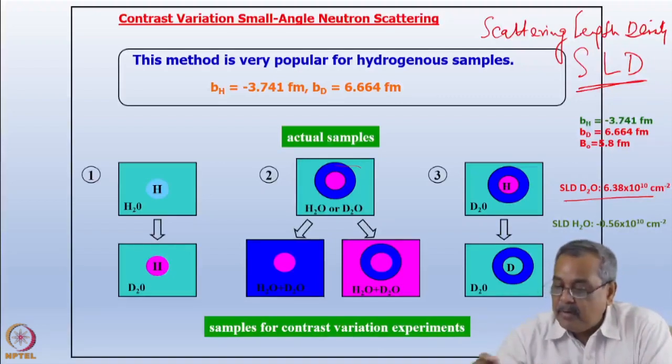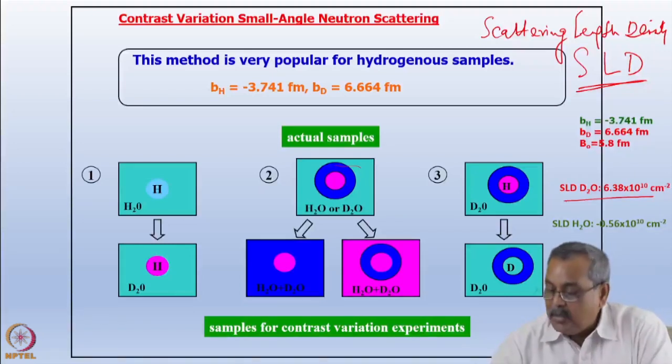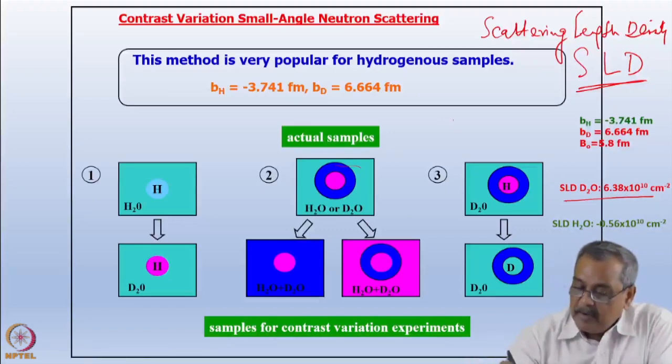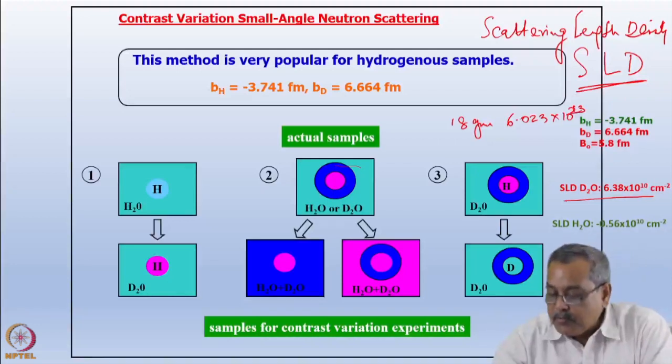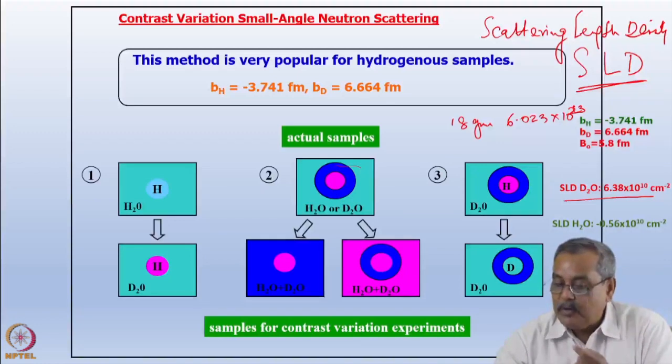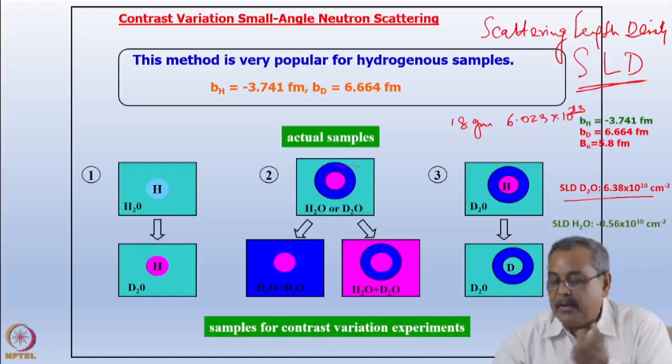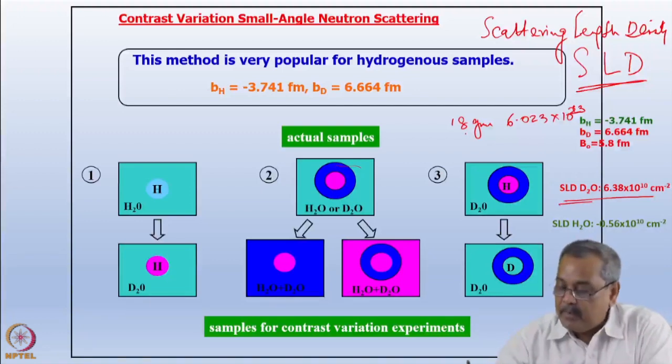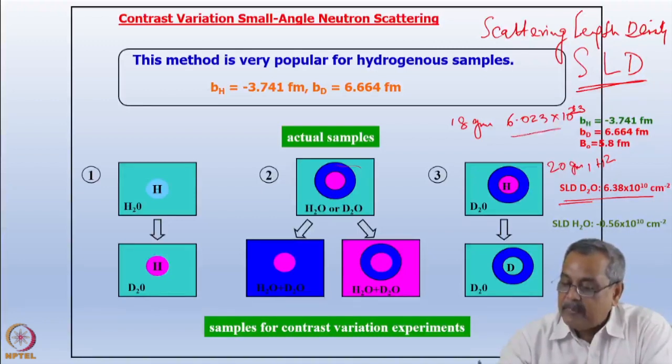The way I did it, if you remember, I worked out the scattering length for one molecule, which is 2 into bH plus bO, or 2 into bD plus bO, that is H2O and D2O. Then I calculated that in 18 grams of H2O you have 6.023 × 10^23 molecules. So in 1 cc, how much you have, you can calculate. 1 cc weighs 1 gram, so 1 by 18 grams. Similarly, you can do the same thing for D2O. In case of D2O, not 18, it is 20 grams, and we will have the same number of molecules.